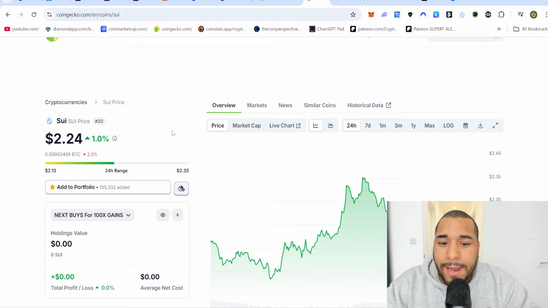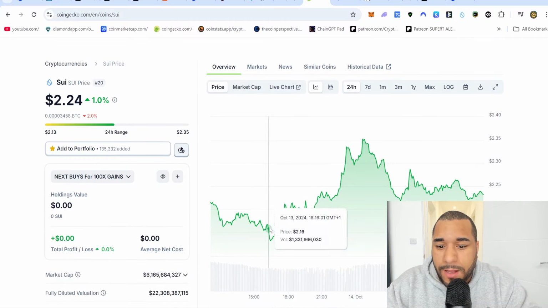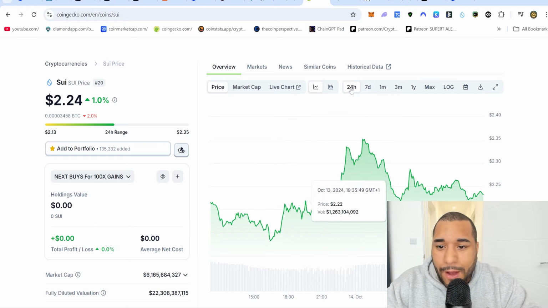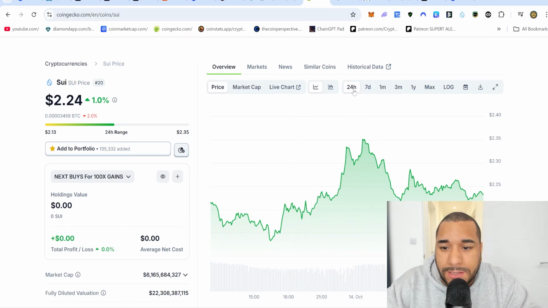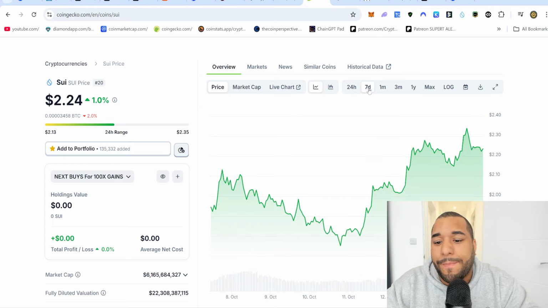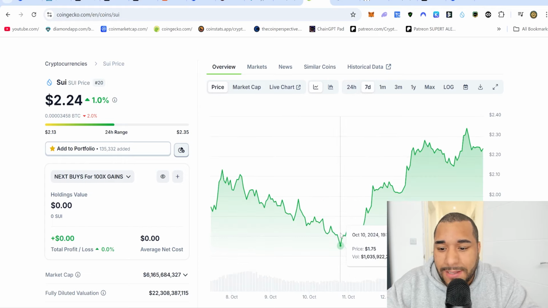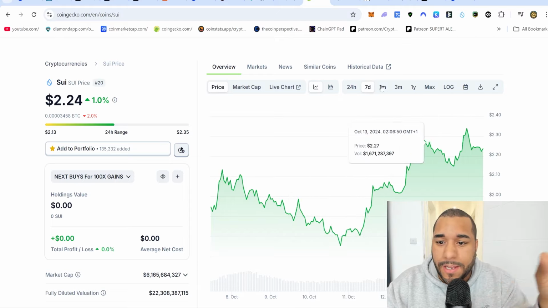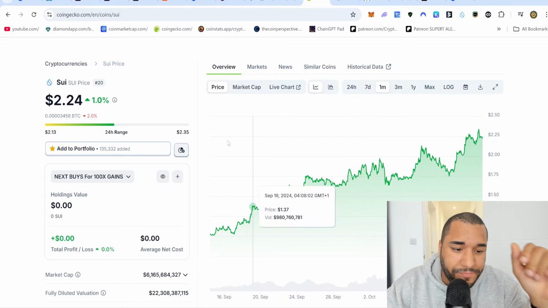Obviously this is your line chart that tells you if the price has gone up today, if it's gone down. You can see here the hour time frame. You can have it on the daily time frame, the weekly time frame. Look, you can see within the week it was right down here at $1.75, and then it shot right up to over $2.30. That's how you understand that, and you can choose which month time frame you want to see it on.